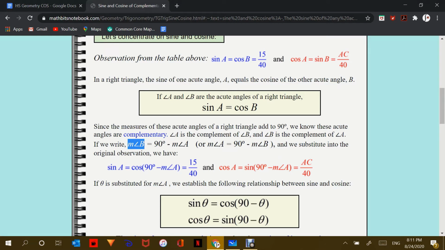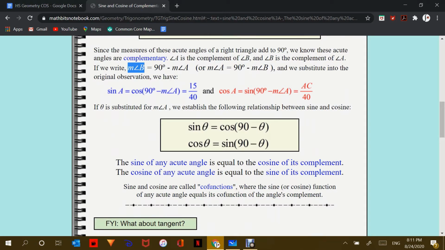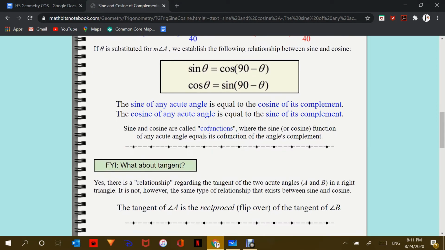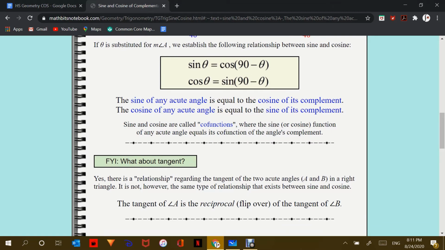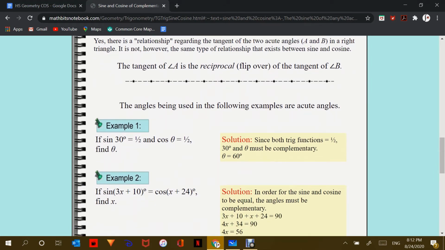And then cosine of A is equal to sine of B, and we substitute the value of B, which is 90 minus A. Okay, so again, we can now conclude that sine of theta is equal to cosine of 90 minus theta, and that cosine of theta is equal to sine of 90 minus theta. Theta is the constant. Again, this means that both of these angles would be complementary.